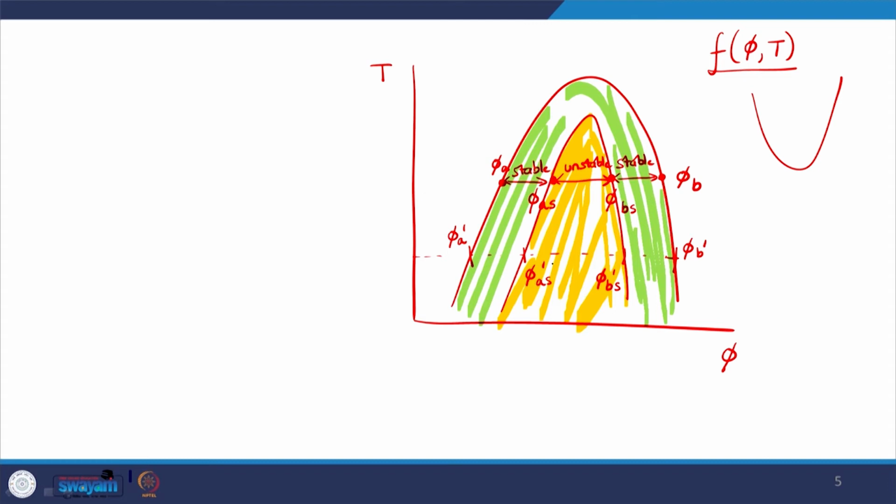Depending on where we lie, if we are in the orange regime, then we are in the unstable part of the phase diagram, and if we are in the green regime, then we are in the metastable part of the phase diagram. These curves have a name. This one is called a binodal curve. It connects all the binodal compositions. This is referred to as a spinodal curve.